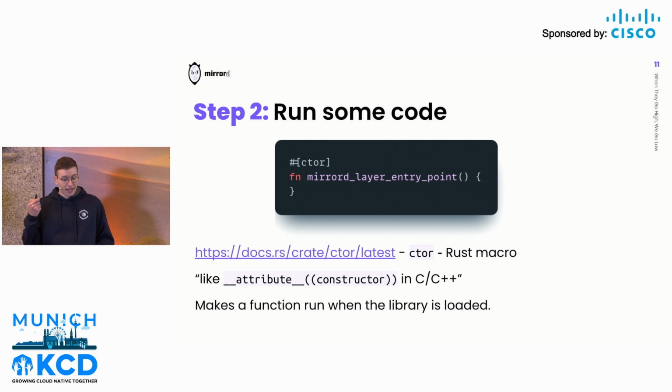And as mentioned before, mirrord is written in Rust, so that's the syntax we can see right here on the screen. And there is a Rust package that offers an attribute macro that makes defining a constructor very easy for us. So we just have to add this little ctor attribute above a function, and the code inside that function will be executed on startup. So yeah, this is how we get the code that we got into the memory to actually run.